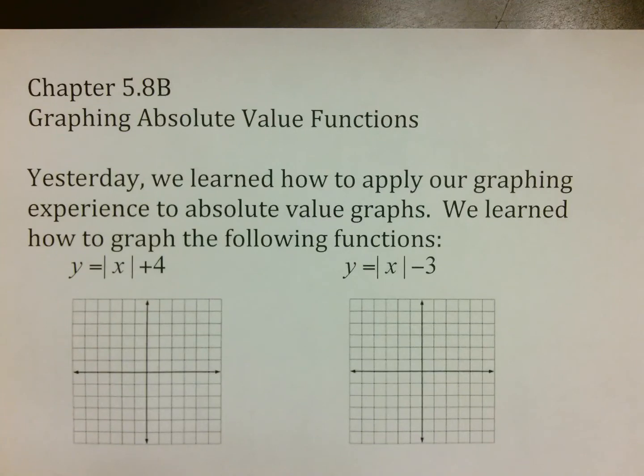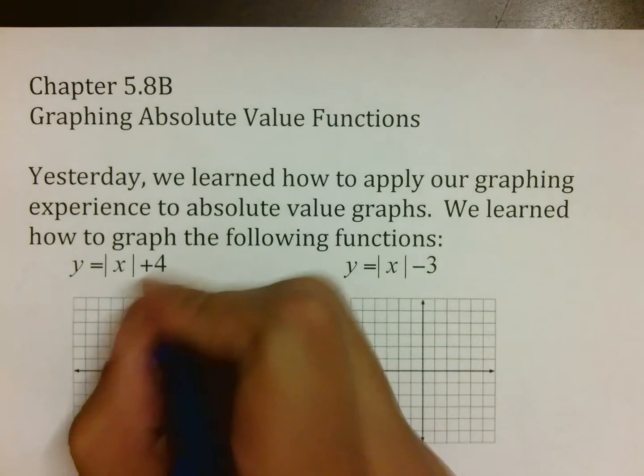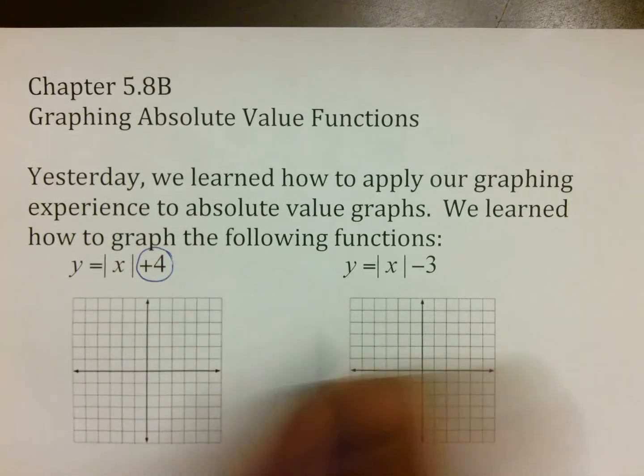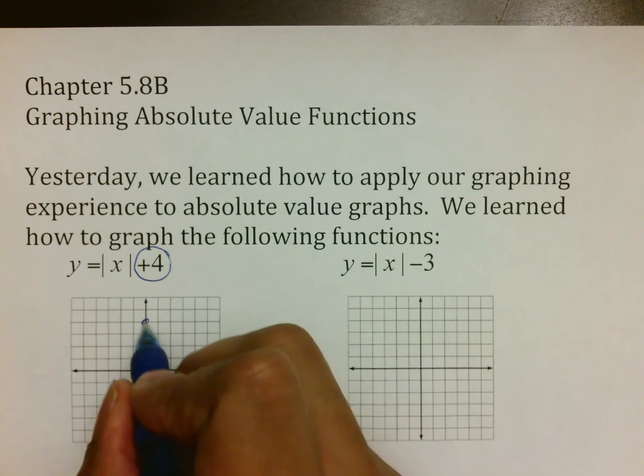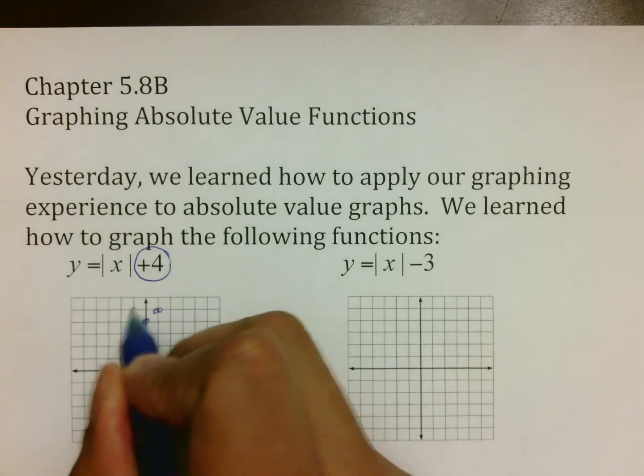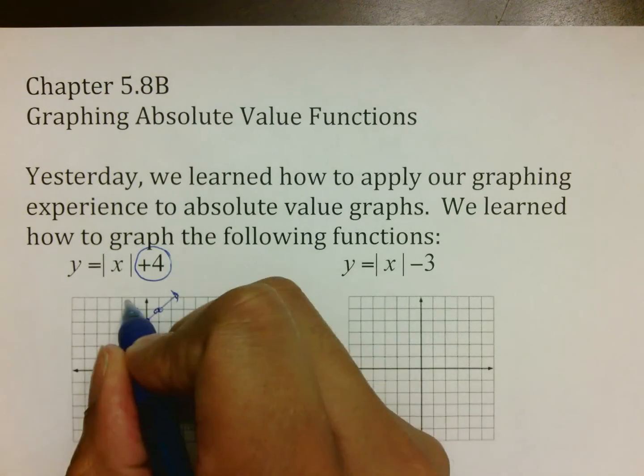Alright, 5.8b is all about graphing, again, absolute value functions. It's the second section because yesterday we learned how to apply our experience of graphing lines to absolute value graphs. We learned how to take this graph here, focus on the 4, which meant to move 4 up, and we learned that the base of the graph is by moving 1 over, 1 up, 1 back, 1 up, and drawing the V off of that.